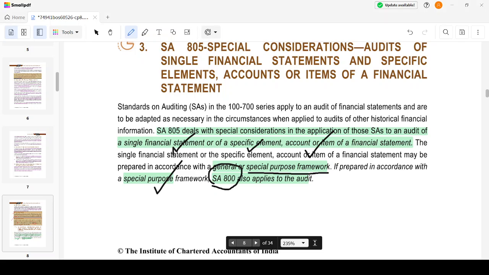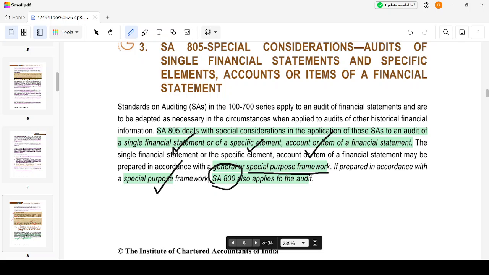Hi everyone, we are back with SA 800 and SA 805. Now we are discussing SA 805, special considerations in audits of single financial statements and specific elements, accounts or items of a financial statement. So how is this different from other standards which we have discussed?